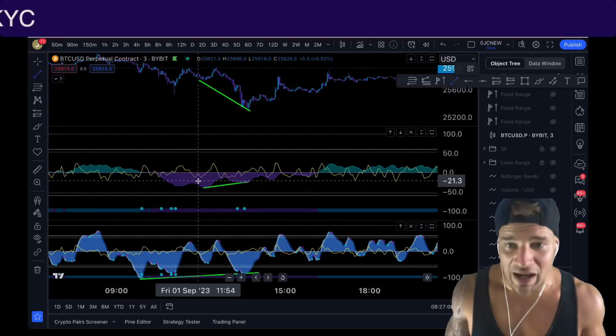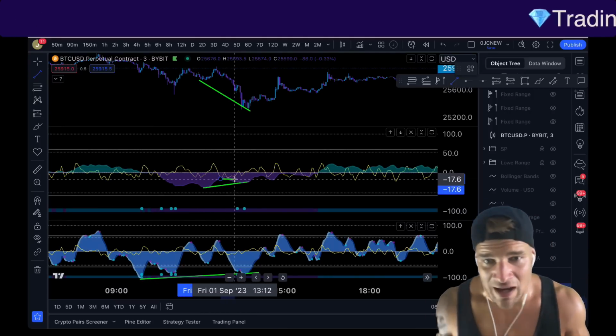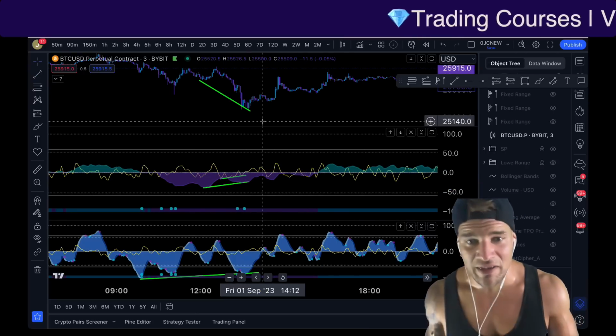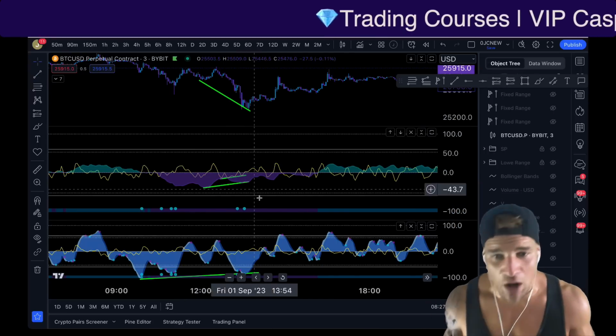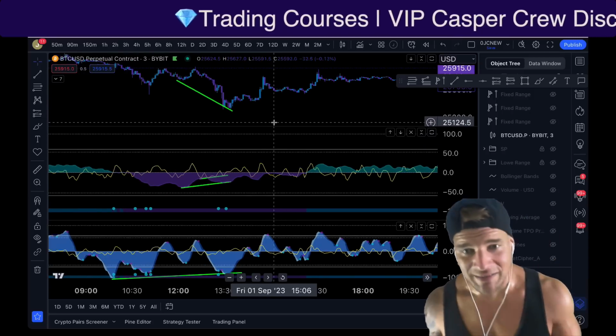And I am also looking at this yellow line. This is called the VWAP line. I'm looking for this to get higher as the price comes into that lower low. If I see all three of these things, then I can go ahead and take the trade.